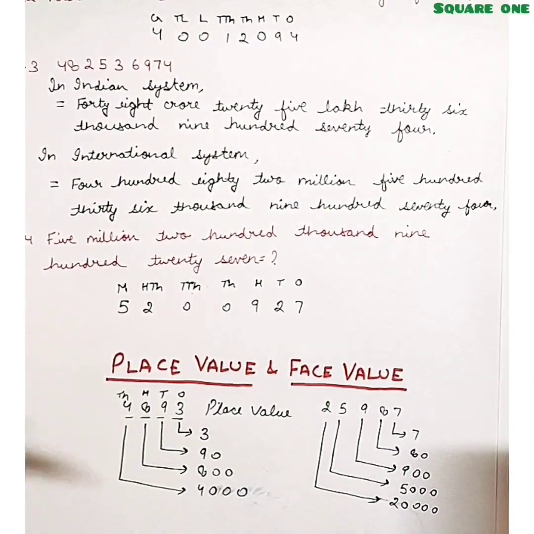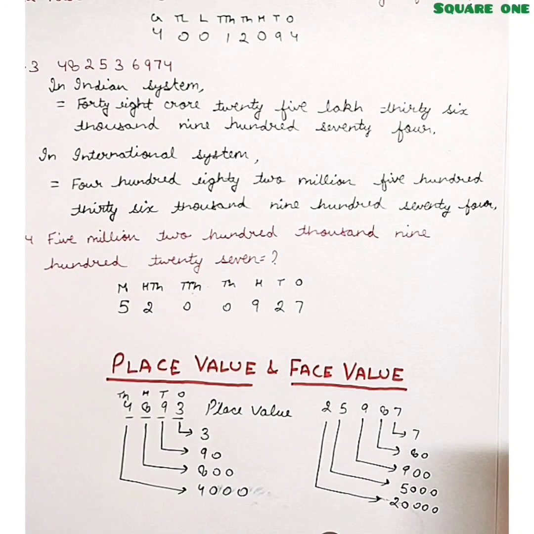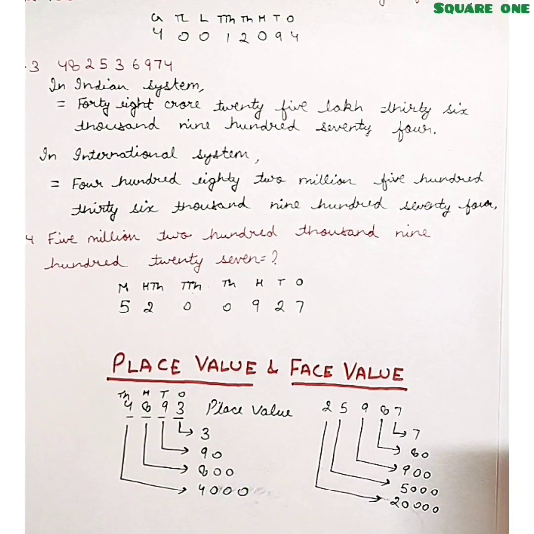Now let us see the face value of digits in the number. What is the face value of any digit? It is simply that digit itself. Okay, the face value of 3 is 3, face value of 9 is 9. What is this? This is simply 8. Okay, this is 4. So these are the face values of these digits. So in the face value, we simply have to write the digit.